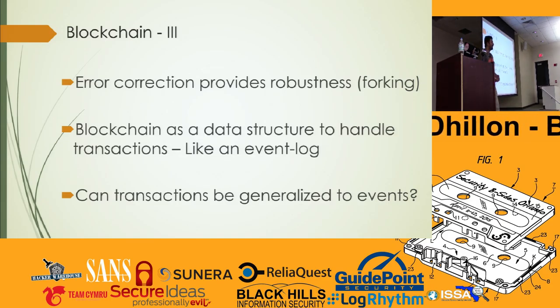I asked the question: can you take transactions, which is what generally happens on the Bitcoin blockchain, and generalize that to events? Transactions are like events, but events would be more general. They're not limited to just money, quote unquote. You can do other things with it. Now, I understand that with Bitcoin 2.0 and colored coins, you can already assign monetary value to things. But we're talking about something more fundamental, which is, can I take any event?